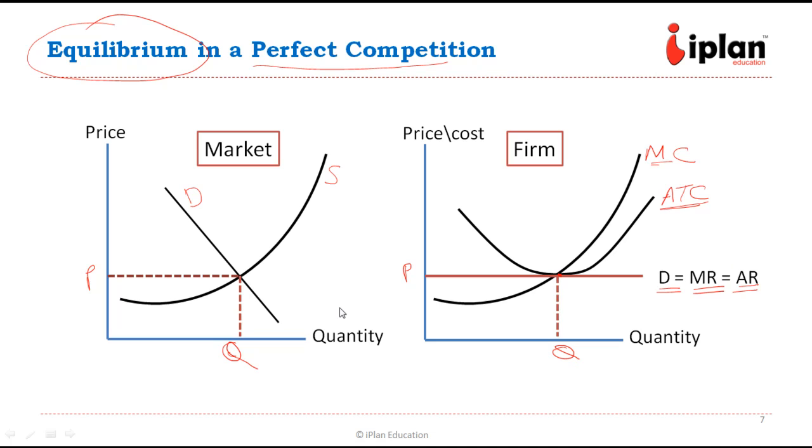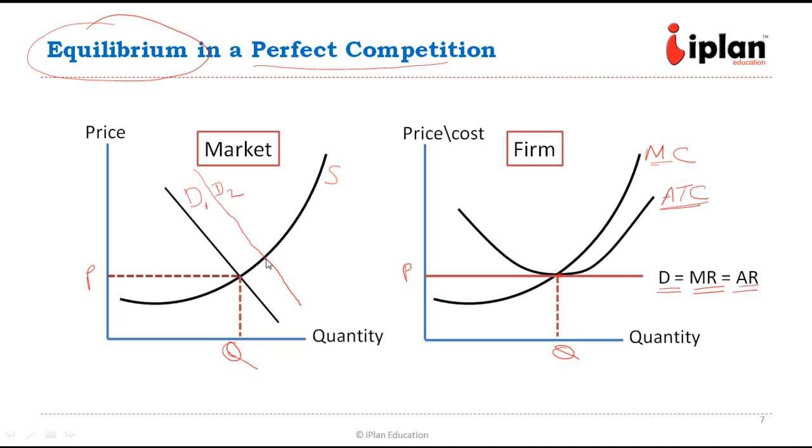Now let us look at the market curve itself. Say the demand curve shifts to the right from D1 to D2. So overall demand is rising in the market. That will cut the supply curve at a new point.